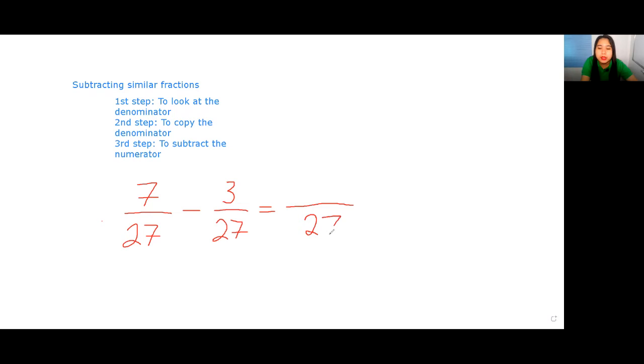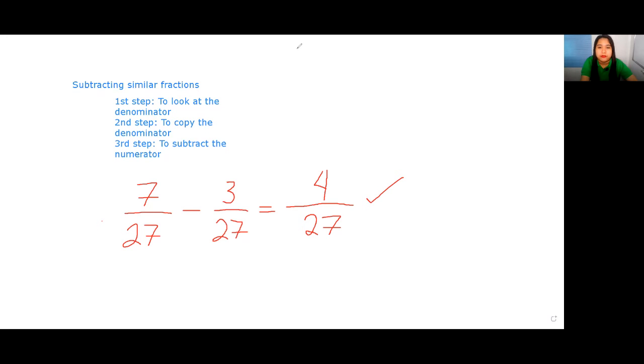So after copying the denominator, you need to subtract the numerator. So 7 minus 3. What is the answer? Okay, very good. So 4. Can we simplify 4/27? Okay, so we cannot simplify it. Therefore, this is our answer: 4/27.